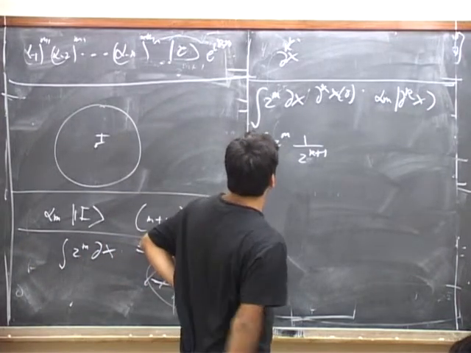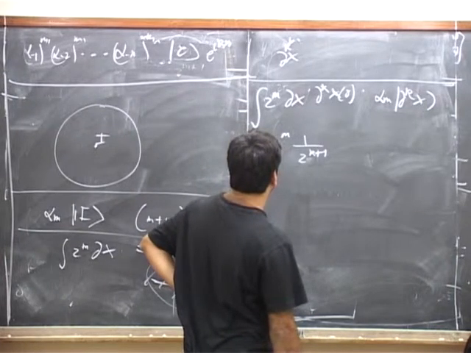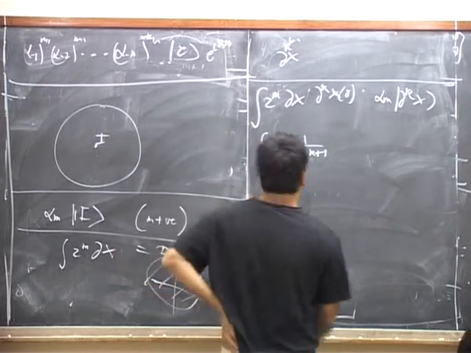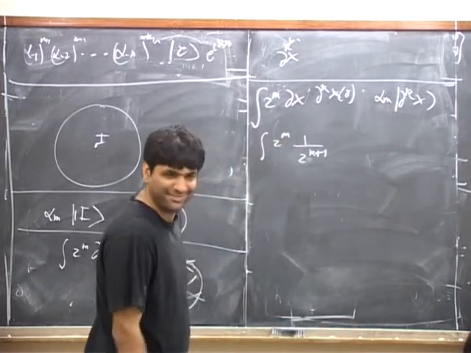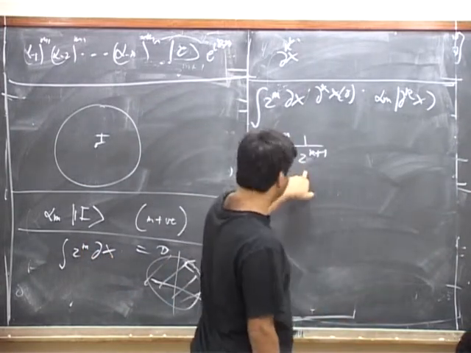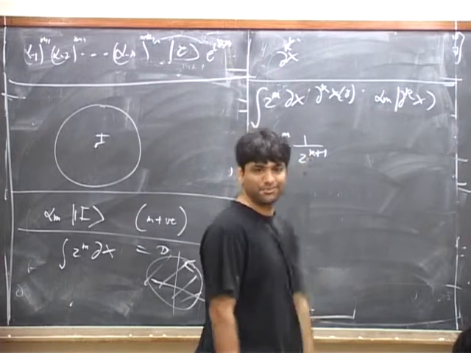That's k plus 2, k plus 2. Sorry, k plus. No. K plus 2, k plus 2. Right? Right. Okay? Now, this thing is non-zero only if m minus k is 0.